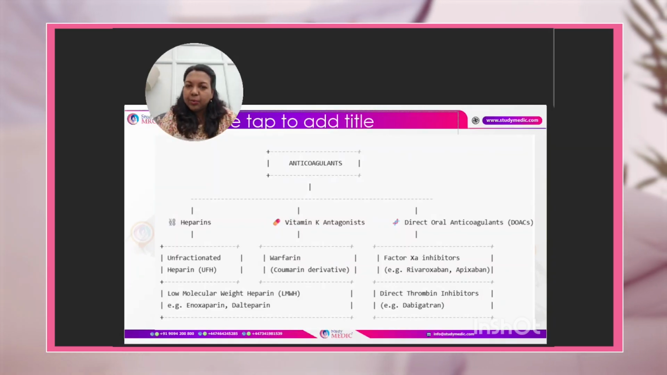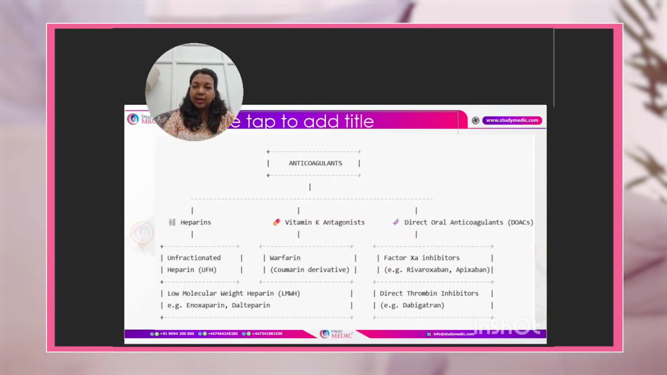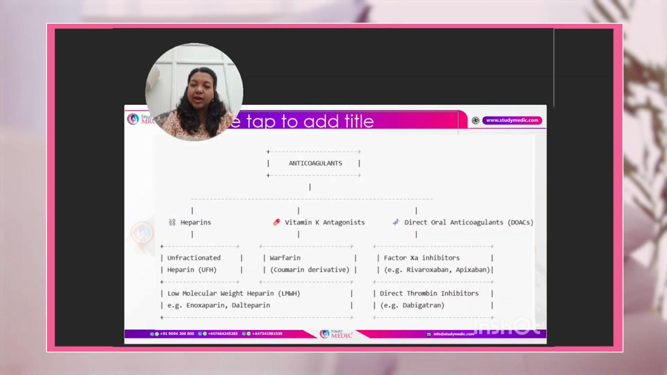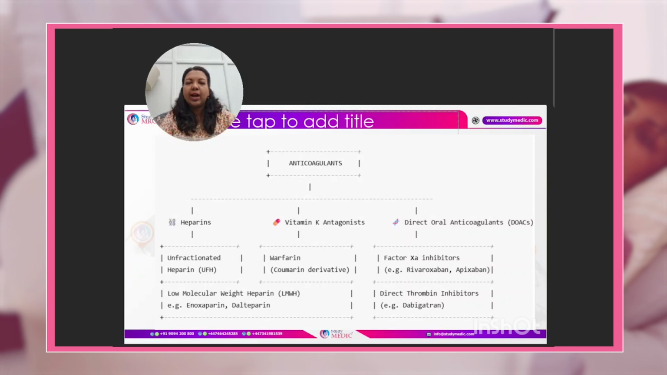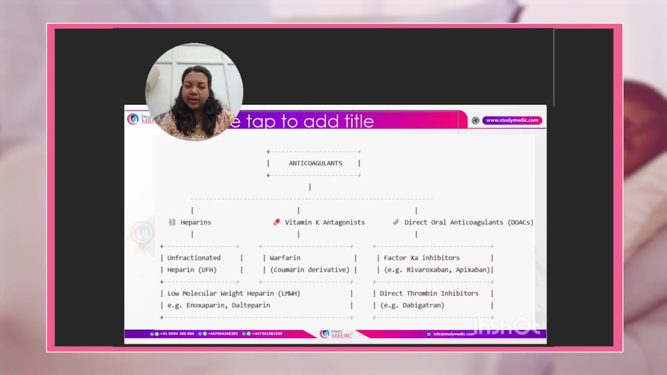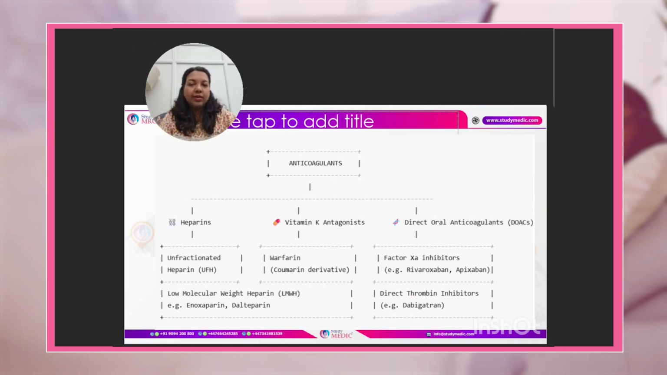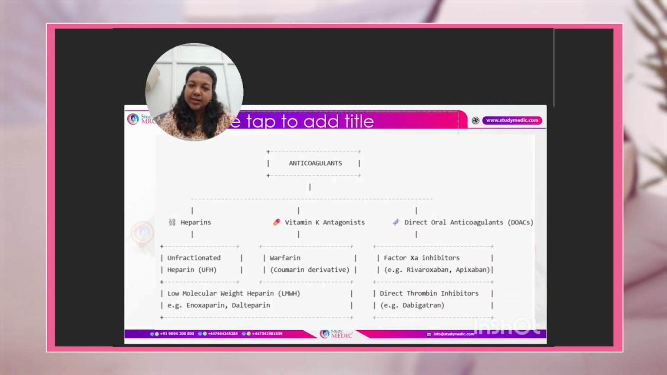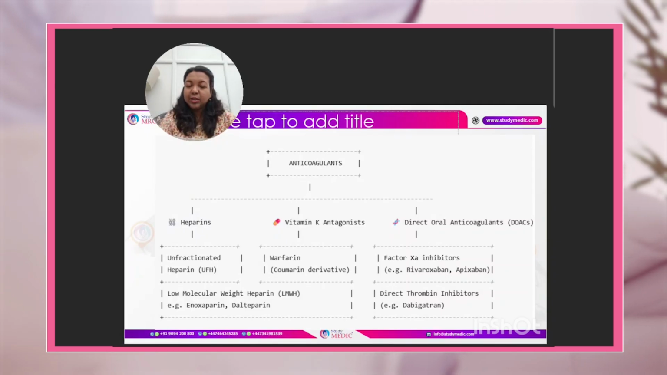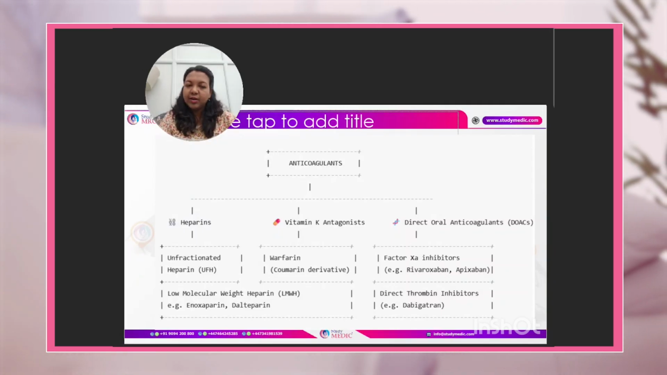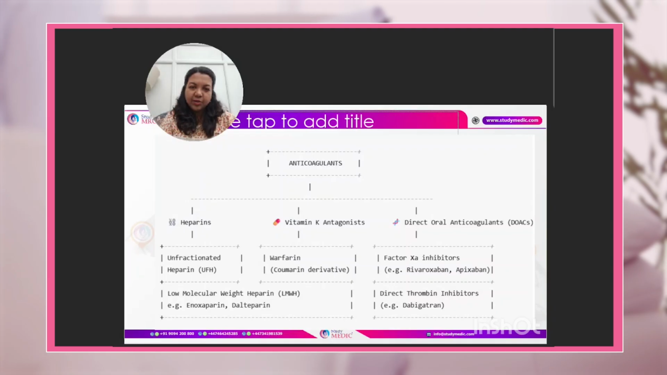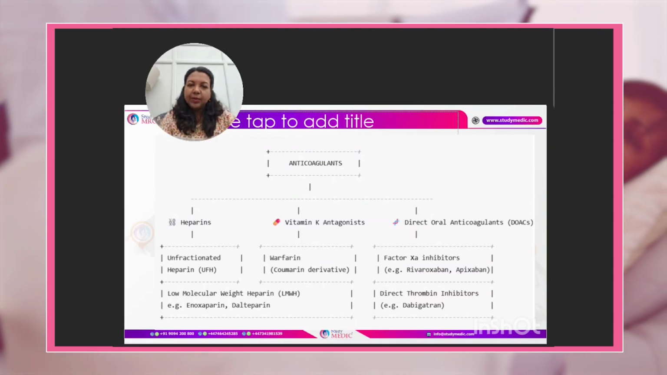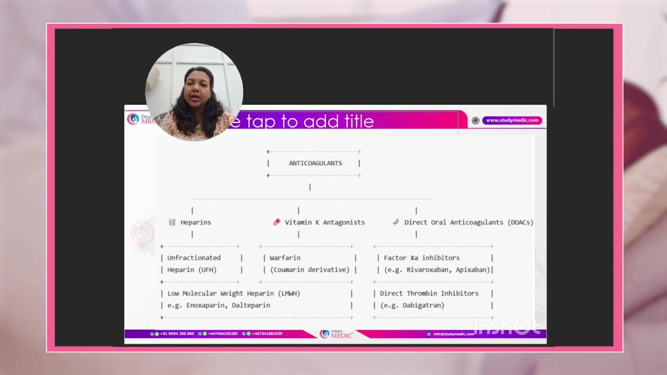Now coming to the next group of drugs, which is warfarin, the vitamin K antagonists. They act against the vitamin K dependent clotting factors 2, 7, 9 and 10. They are coumarin derivatives. The third group is the direct oral anticoagulants, which includes mainly the factor 10A inhibitors, rivaroxaban and apixaban. I have asked several times in the recalls what is the mechanism of action of apixaban, rivaroxaban, warfarin, and the direct thrombin inhibitor dabigatran.